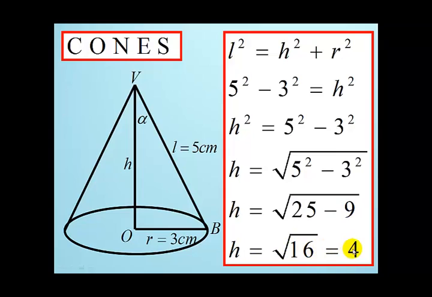That means that the height of the cone is equal to 4. So h is equal to 4.